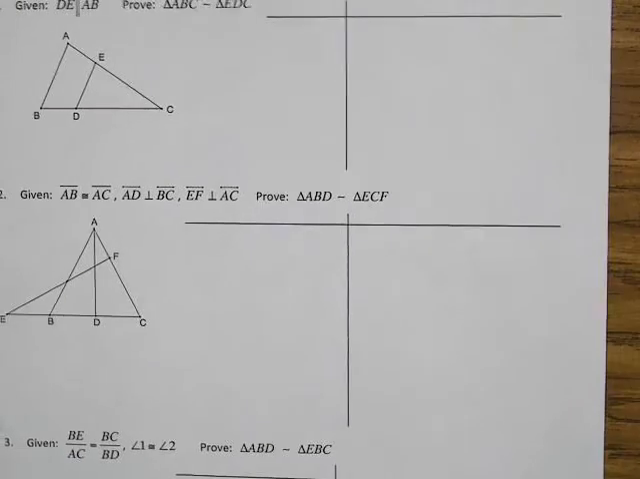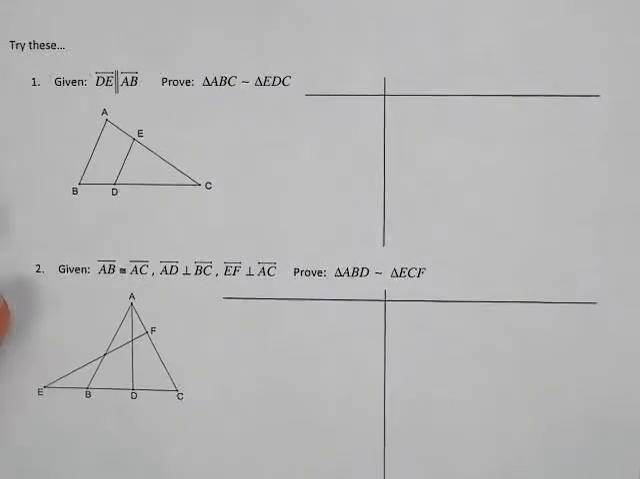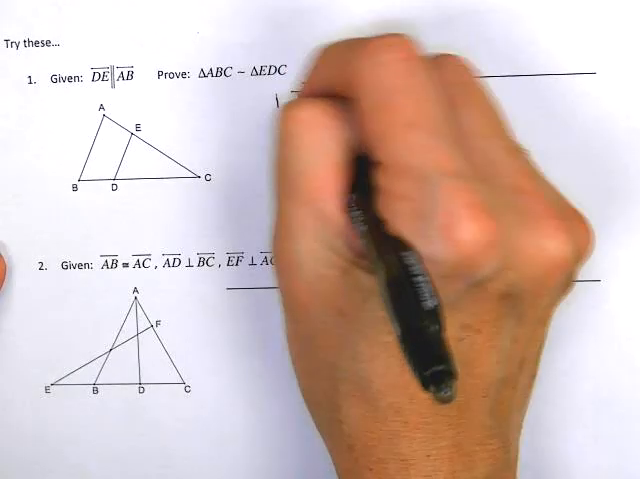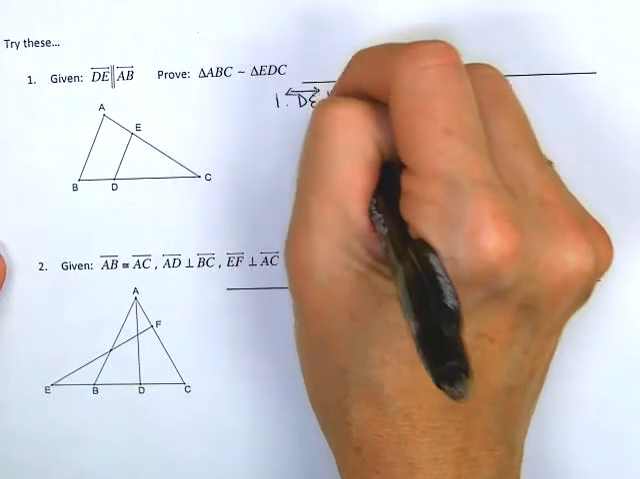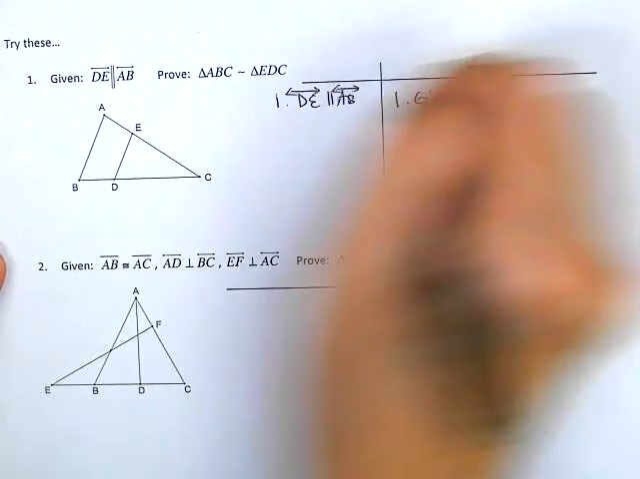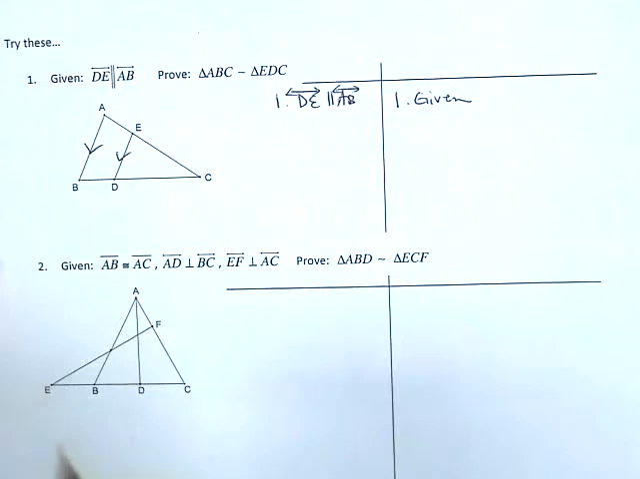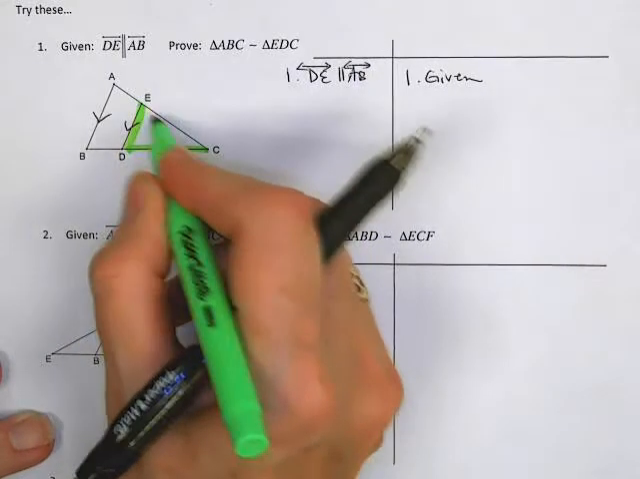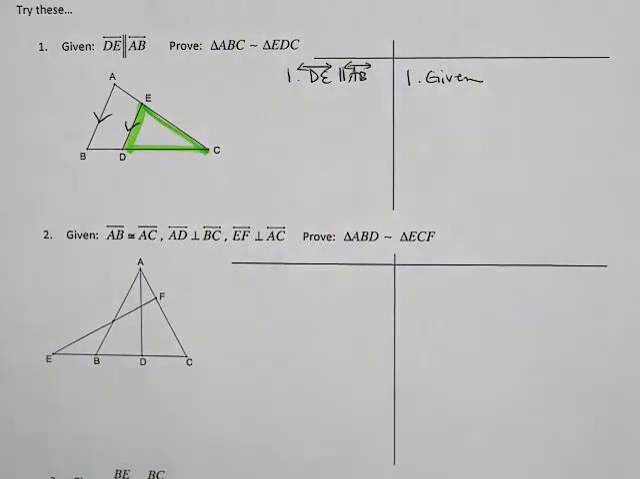All right, we're going to try just these top two. I'll try to do these quickly here. These are not long proofs. DE parallel to AB. So those two are parallel, and I'm trying to get these triangles similar. So I'm trying to get this green one similar to this yellow one.